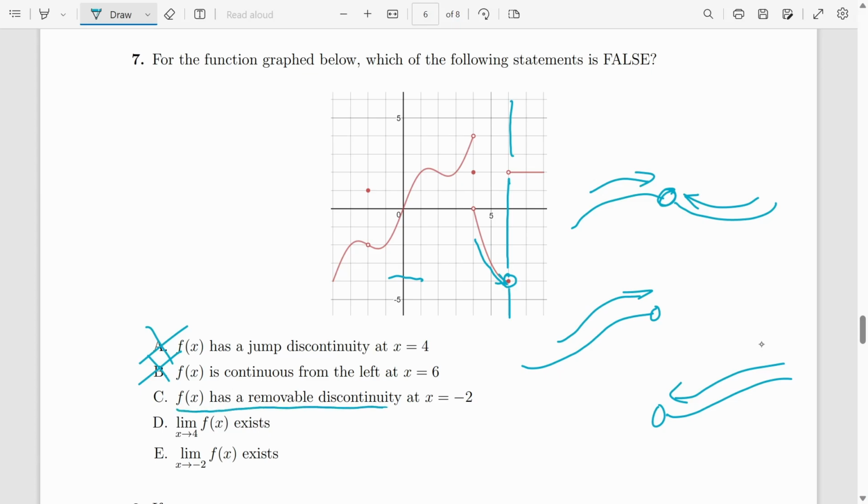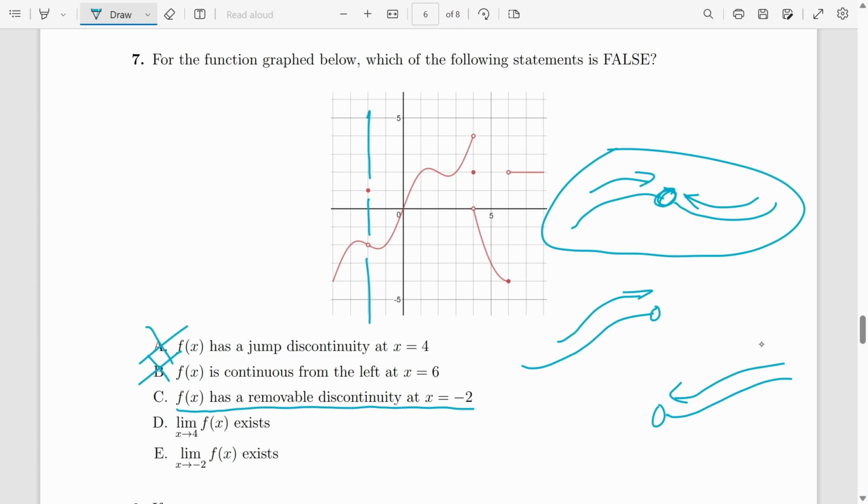C, f of x has a removable discontinuity at x equals -2. All right, x equals -2 is this. Removable discontinuity. Remember, this is still written out on the side here. Removable discontinuity means there's a hole, but the left-sided limit and the right-sided limit still approach the same value, and that is the case here as well. As we approach the value from the right and from the left, they both approach the same value. So that one is also correct, so it's not what we're looking for.